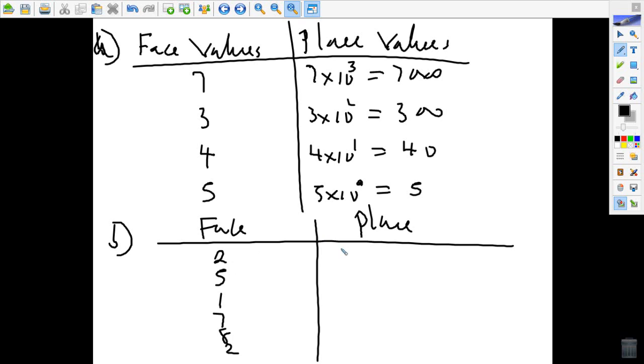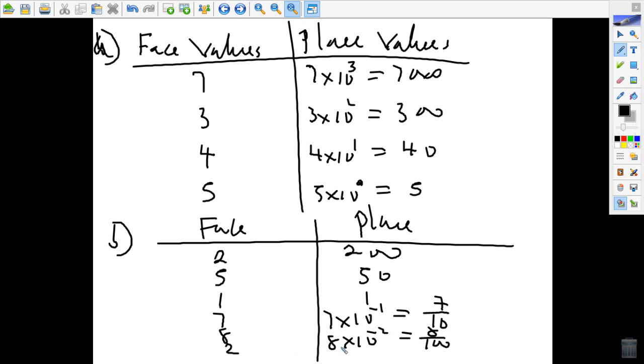2 gives you 200. 5 gives me 50. 1 gives me 1. Then 7, that is 7 times 10 raised to the power -1, the same thing as 7 over 10. And this one is 8 times 10 raised to the power -2, which gives me 8 over 100. And 2 times 10 raised to the power -3 gives me 2 over 1000.